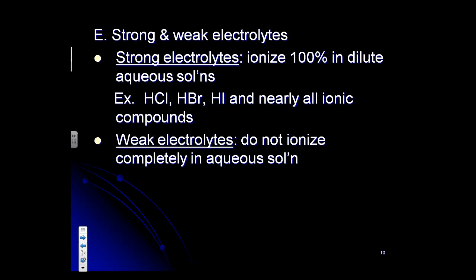Weak electrolytes do not ionize completely in aqueous solution. I like to think of weak electrolytes like the high school relationships that we see often, where they're together and then they break up, and then they get back together and then they break up, and it's just a never-ending cycle. That's what's going on with weak electrolytes.